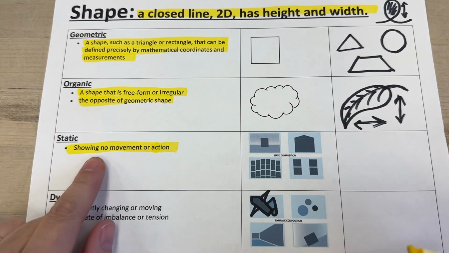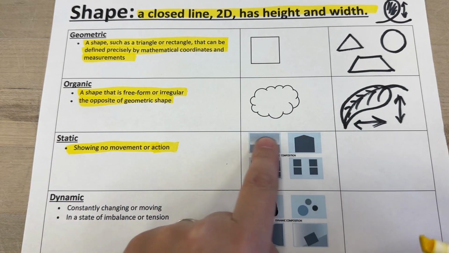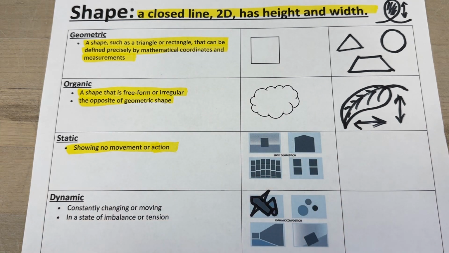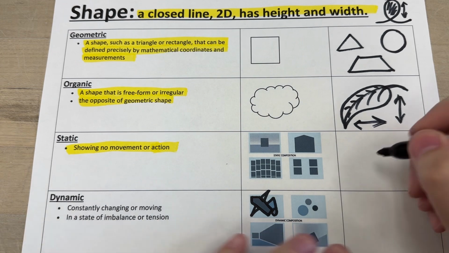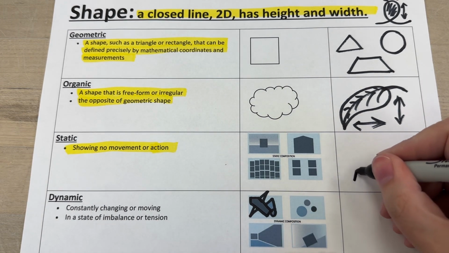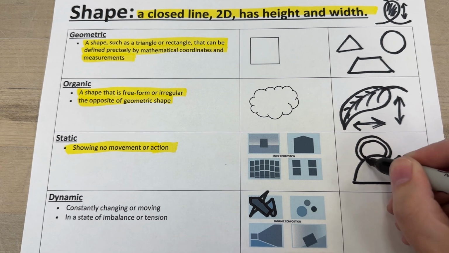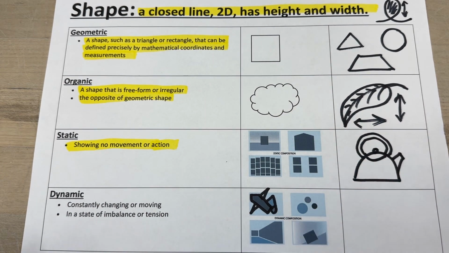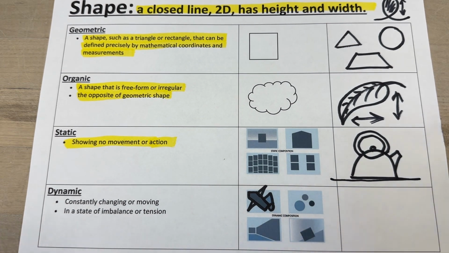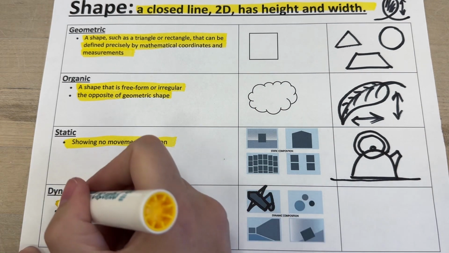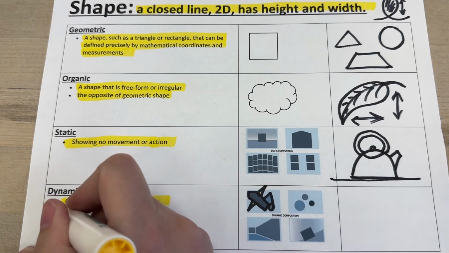So static just means that it's showing no movement or action. So like right here, these are all kind of static. So if it looks like it's not moving, right? So like if I drew a teapot and I was like, here is my teapot, and I drew a teapot like this, that is a pretty static teapot because it's fairly flat on the bottom, right? Like it kind of matches the base.